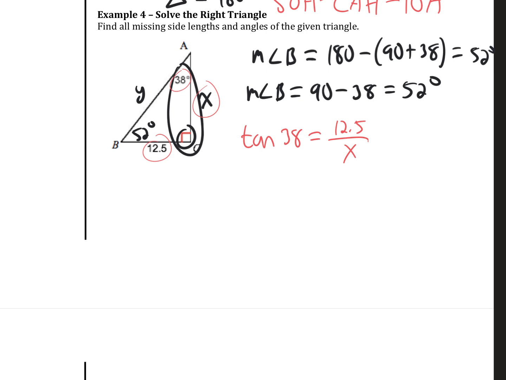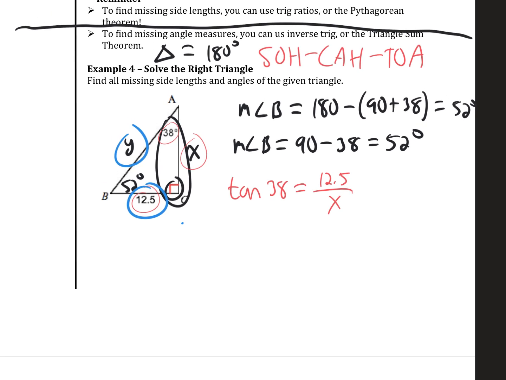I'm going to set up the other one too here. What about y? What would y be? So we want to use 12.5 and y, right? What would that be? That would be opposite and hypotenuse, right? So opposite and hypotenuse is going to be, oh, something's weird here. No, we're good. So opposite and hypotenuse would be sine. So we got sine of 38 equals 12.5 over y. Okay, why don't you guys go ahead and solve those now.